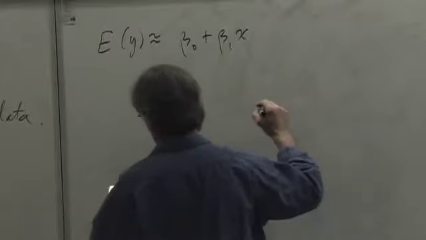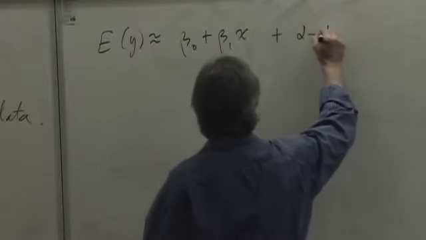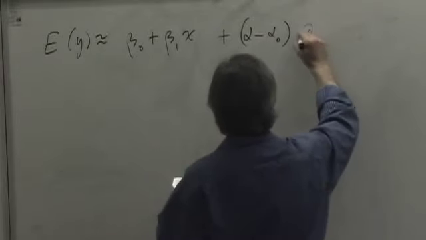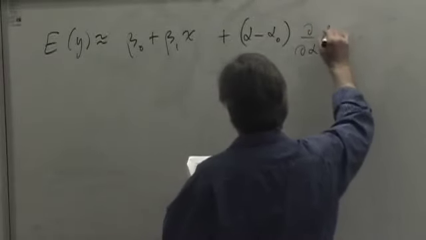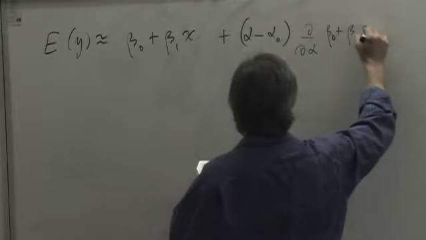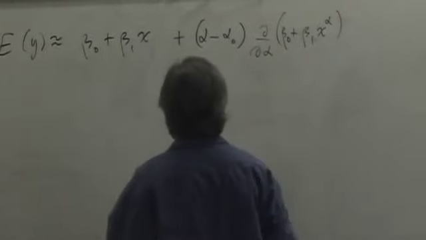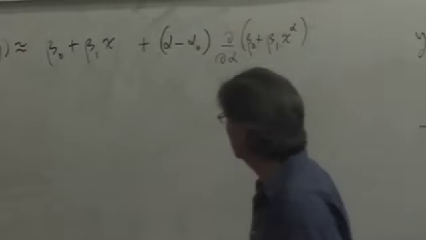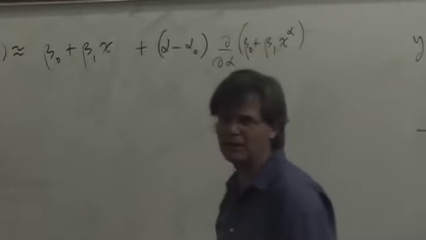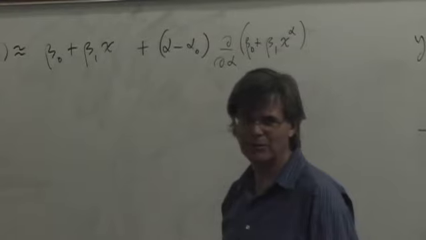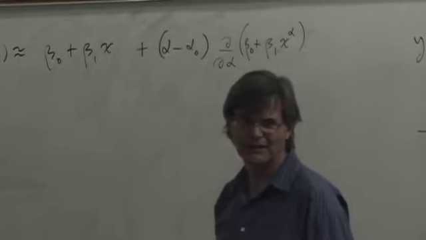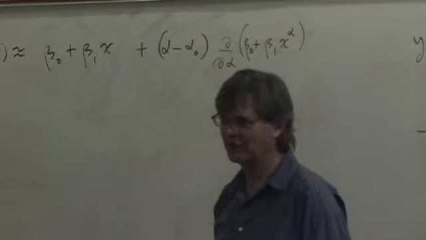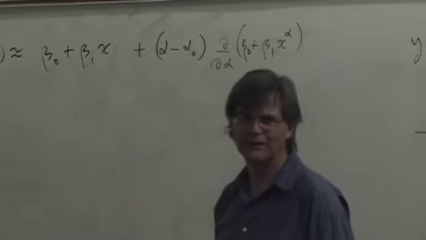This is really applied math. Plus alpha minus alpha 0 times the derivative with respect to alpha of beta 0 plus beta 1 x to the alpha. So I'm treating alpha as the variable, and I'm thinking of E of y as a function of alpha and making a linear approximation in alpha to that function near alpha 0 equals 1.